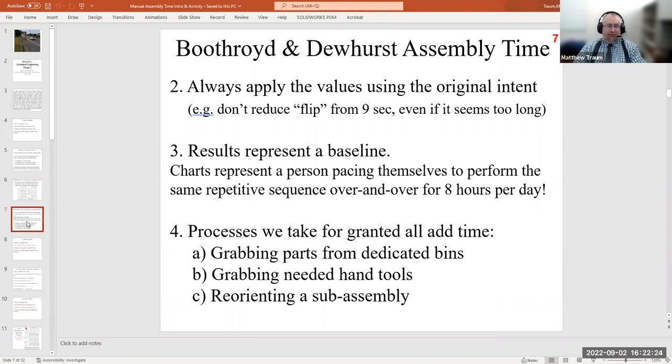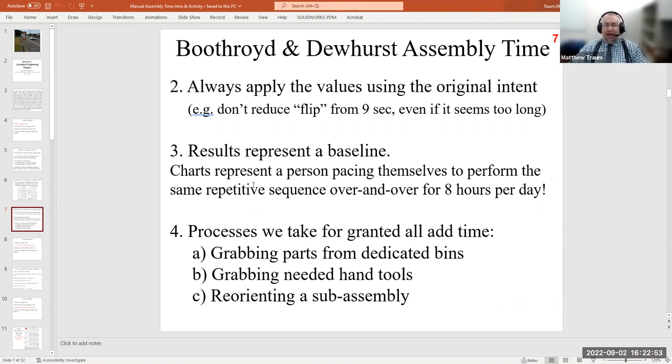And oh my God, after 8 hours of doing the same thing over and over and over again, you're in a lot of pain. It actually takes quite a while for the human body to build up the resilience to be able to do the same repetitive task over and over again for 8 hours. So these numbers again represent a baseline for somebody that is basically doing the same thing over and over again for 8 hours. So they're not necessarily going to do it as fast as if you did it one time.